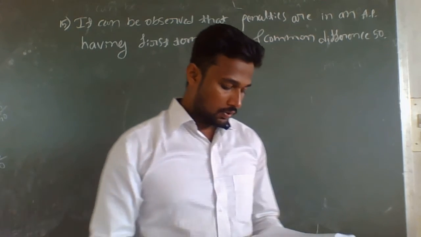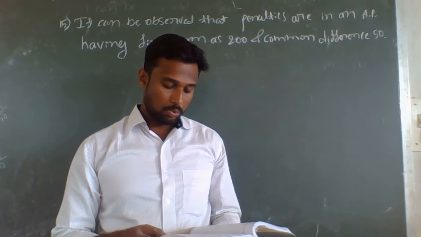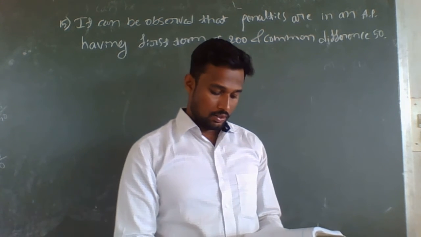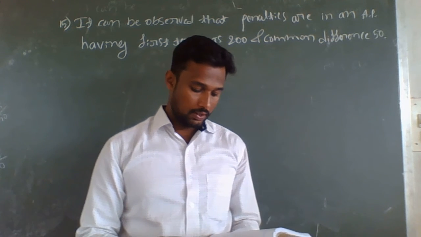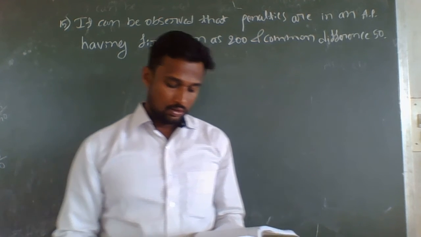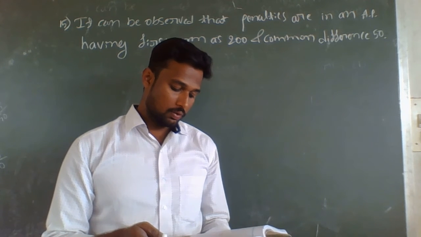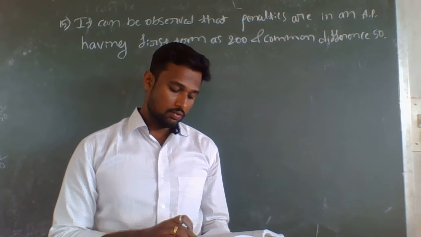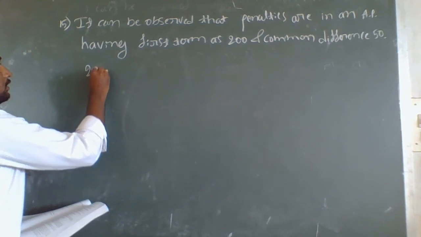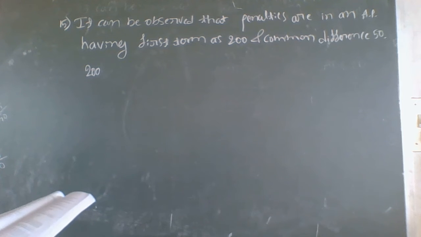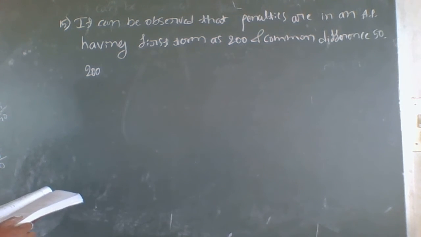Here in the 15th problem, what they have given is: a contract on a construction job specifies a penalty for delay of completion beyond a certain date as follows. If there is delay, there will be a fine as follows. For the first day it will be 200 rupees. If there is a delay, there is a penalty of 200 rupees.